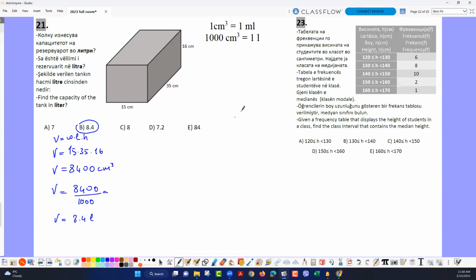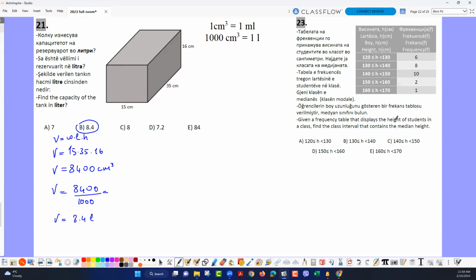Okay, here we are going to find the median class. The given frequency table displays the height of the students in a class. Find the class interval that contains the median height. This is a statistics question. In your books, we are learning statistics also.